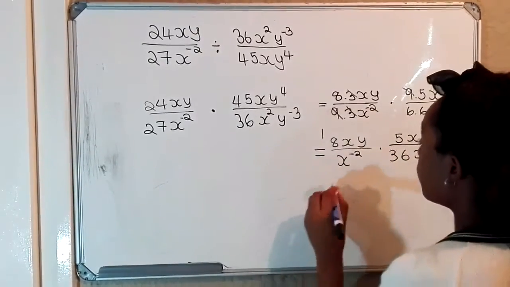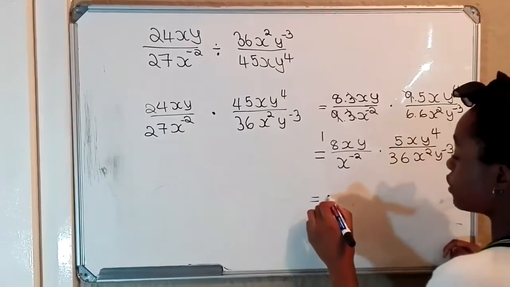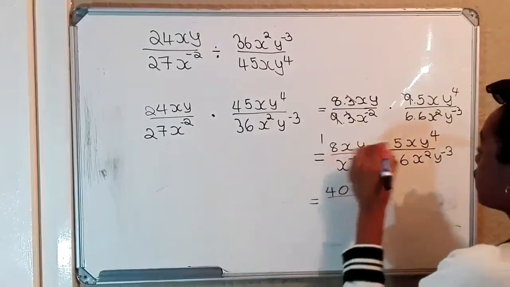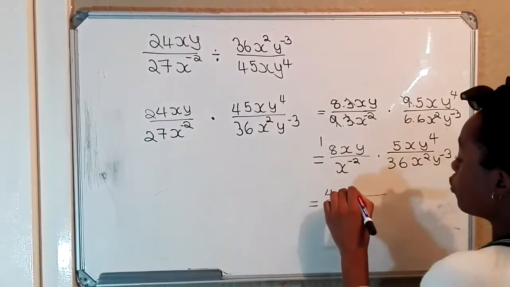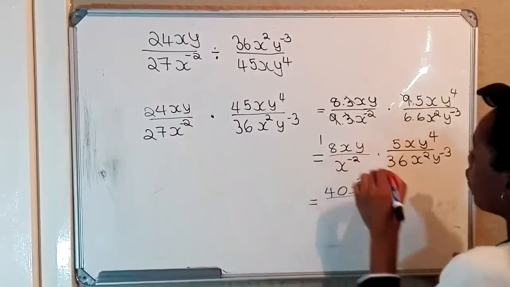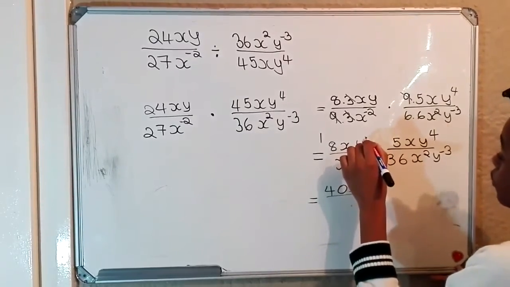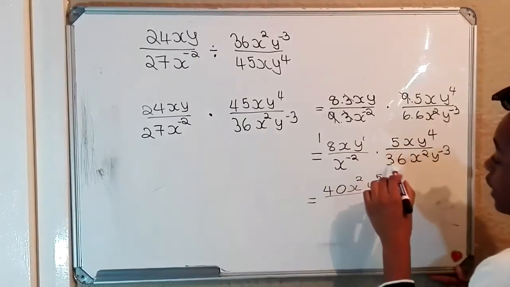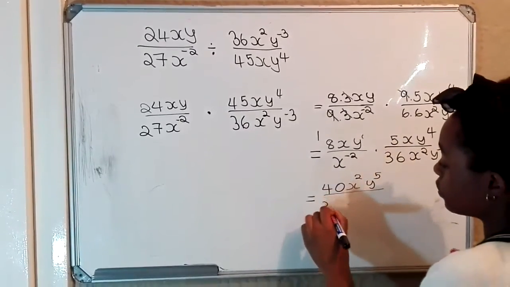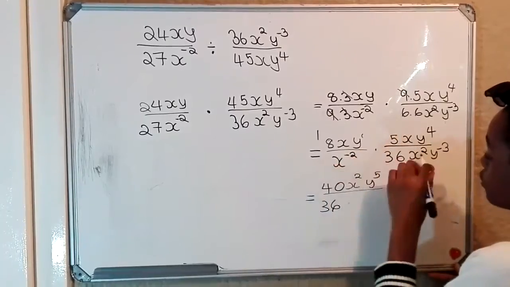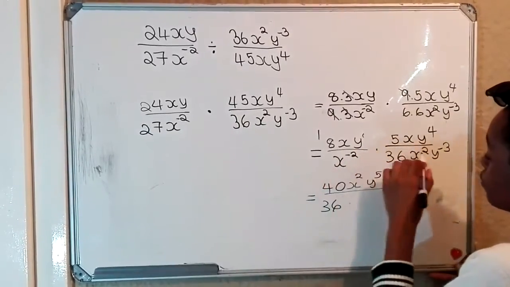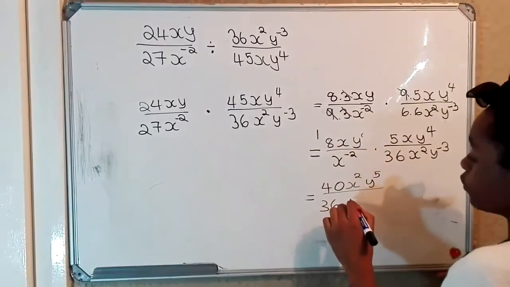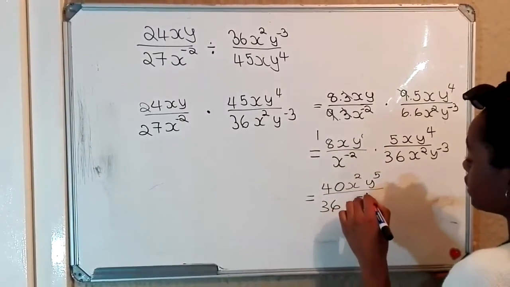At the top, when I multiply 8 times 5 gives me an answer of 40. And the x and x, you add the exponents. So we'll have x squared, y, we add the exponents, so we have 1 plus 4, so we have y to the power of 5. And here 36 doesn't have anything to be multiplied to. x^-2 times x, minus 2 plus 1, and so we won't have anything for x, and then we have just y^-3.